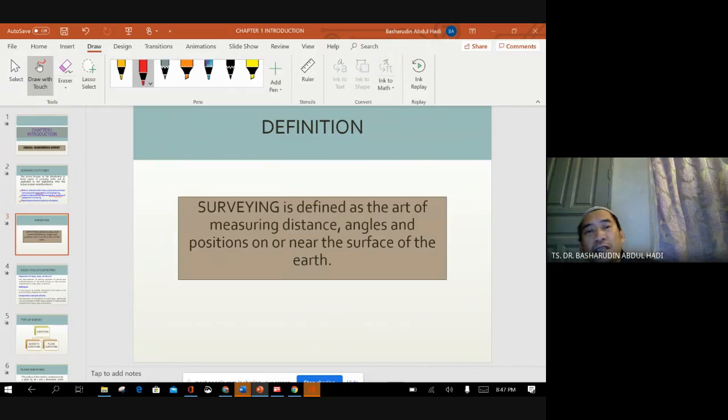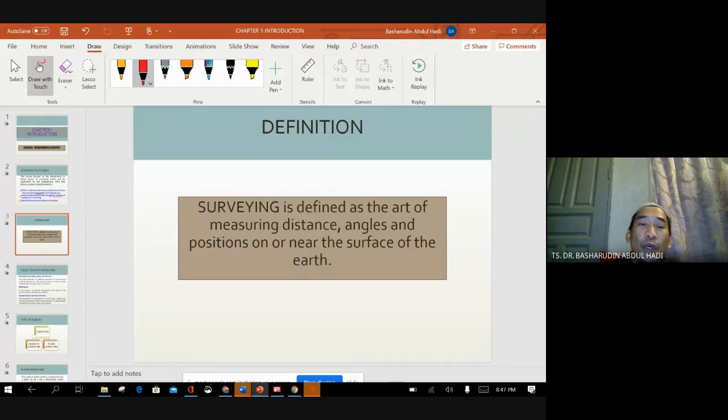So actually, the definition of surveying is defined as the art of measuring distance. It's an art; sometimes people don't say science, but in science we have arts. As the art of measuring distance, what kind of distance? From your equipment to your station B, from one point A to point B to point C. You want to measure the distance and angles and then positions on or near the surface of the Earth.